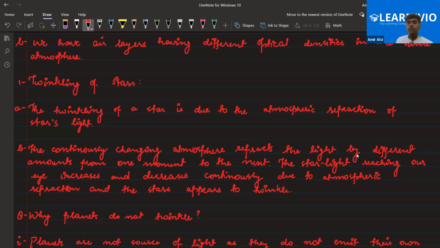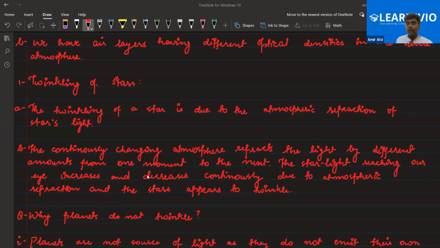This is something geography students and the meteorological department know very well. So the density keeps changing.